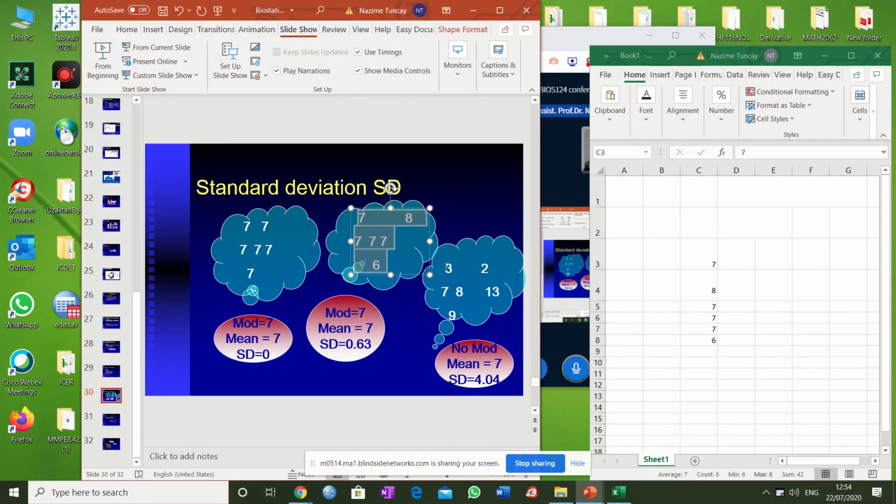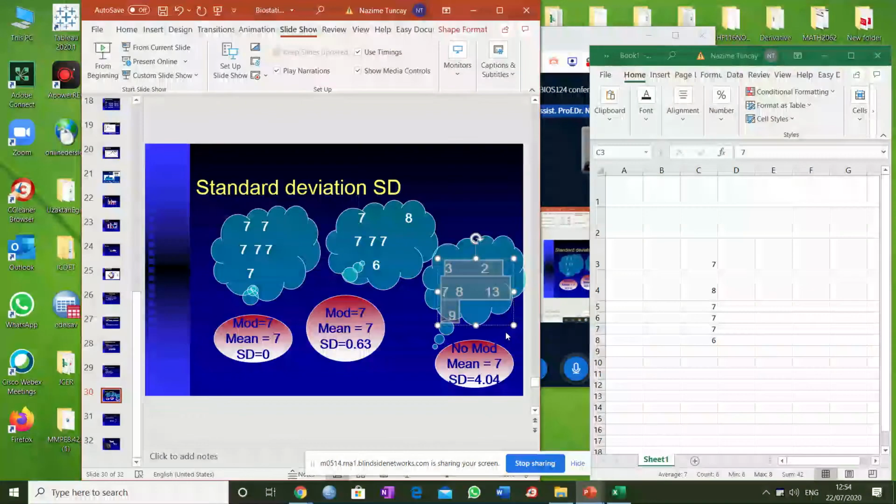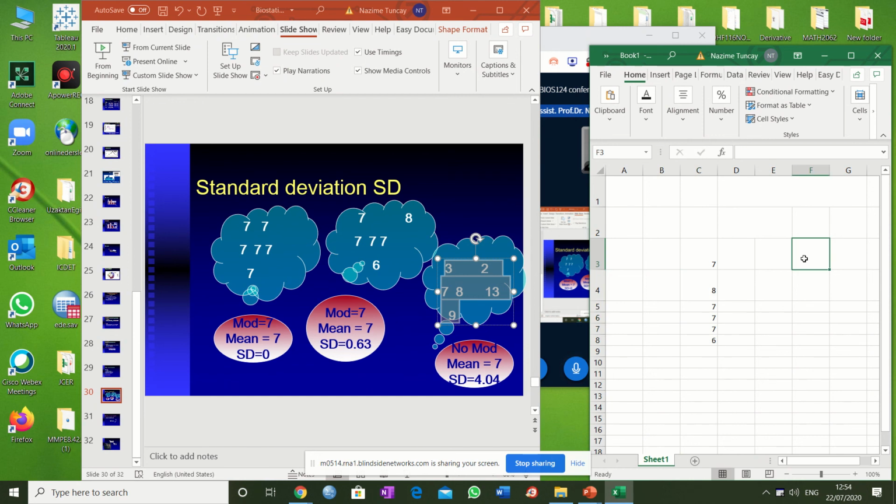So I am trying to say that even if we have different numbers, it's possible that we have the same mean. We have different numbers, but the same mean. I cannot copy from the shape there, so I'm going to write 2, 7, 8, 13, and 9. I select them, and I see that the average is 7.